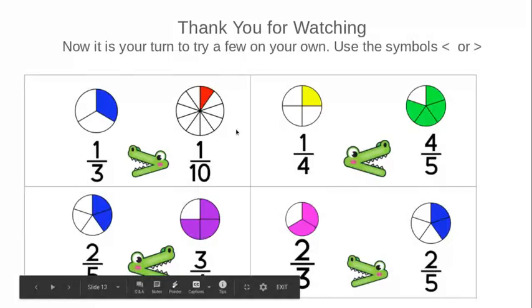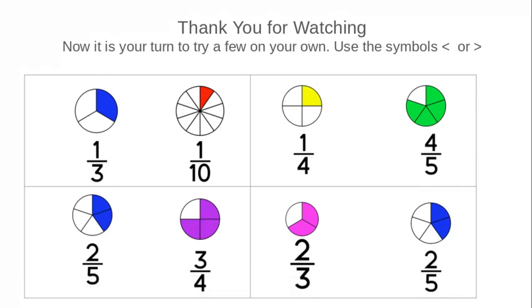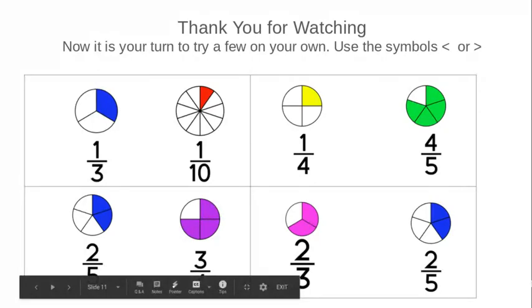Sorry about that. So here we have 2/5 and 3/4, which is covered right now, and 2/3 and 2/5. So you might want to pause this here at this point, and try them out and see how you do. And then when you come back, we will have the answers for you.